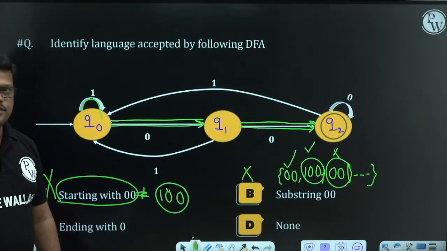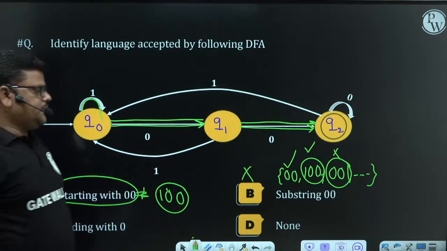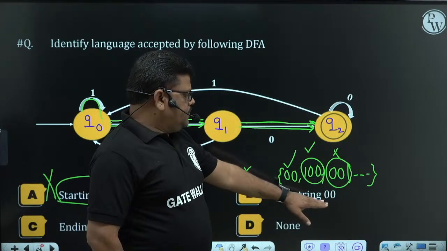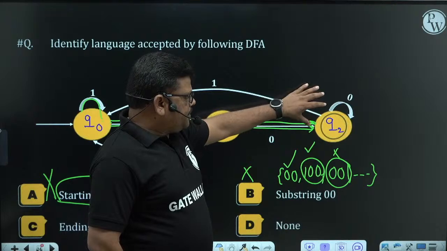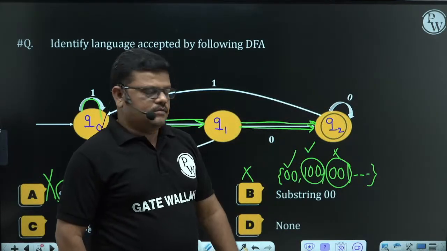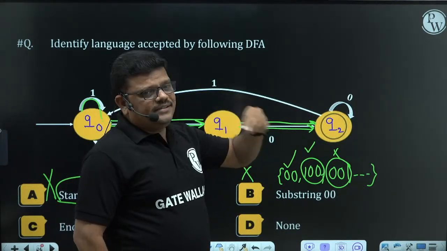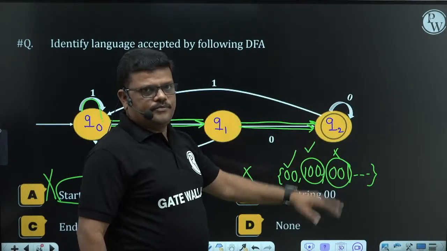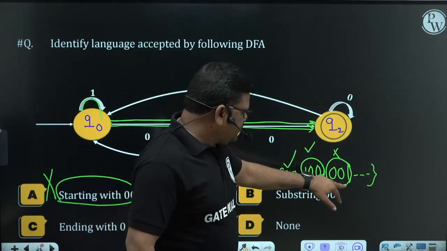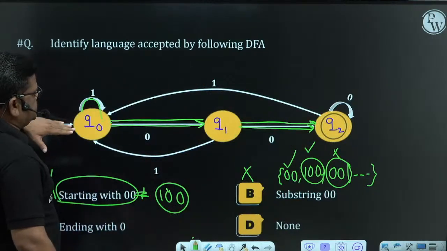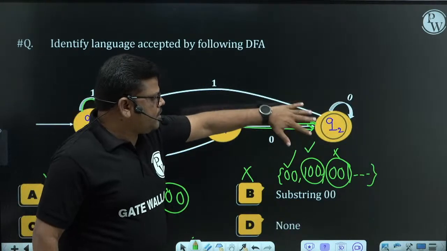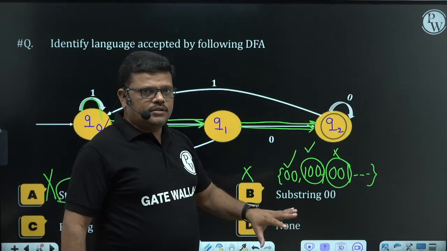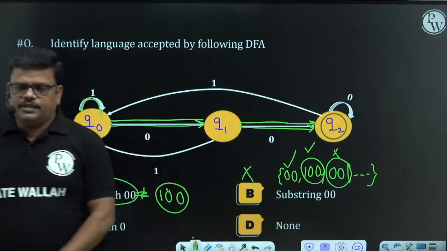Some people are saying option B. B is not the right answer because substring 00, the language accepted by this automata, means if 00 is present anywhere, it has to accept, whether it is at the starting or at the ending, anywhere. But 00 is present in the starting, and this is clearly rejecting. First two zeros followed by a single 1 comes, reaching a non-final state.